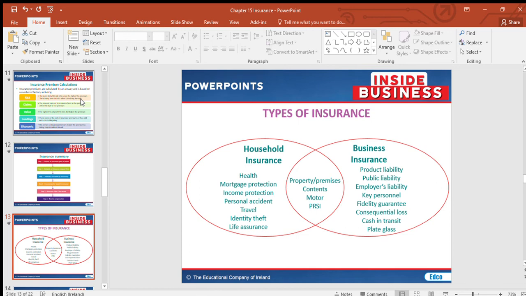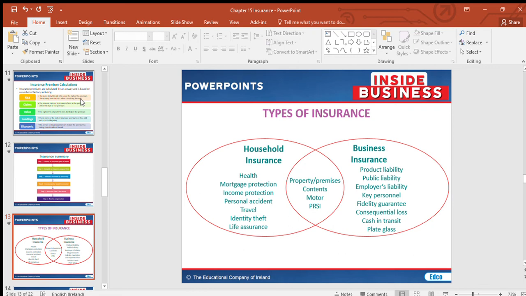Life assurance. Assurance is different to insurance. Insurance is protection against a possible loss. Life assurance is protection against a loss that will happen. And there's only one thing that's guaranteed to happen, and it is loss of life, that you will die. Sorry to be so morbid, but that's what life assurance is. So life assurance is basically protection upon death.